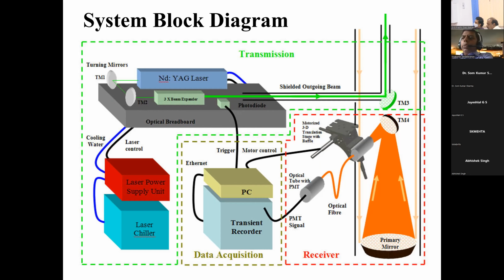Otherwise, I don't want to go into more detail. You will have a transmission section, a receiving section, and a data acquisition system. It depends on your need. All of this needs to be changed depending on your requirements, of course.